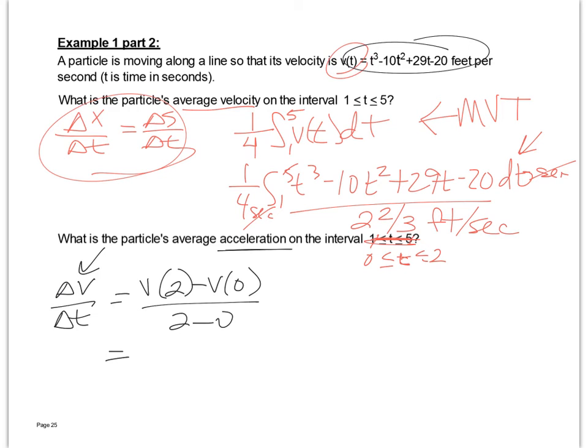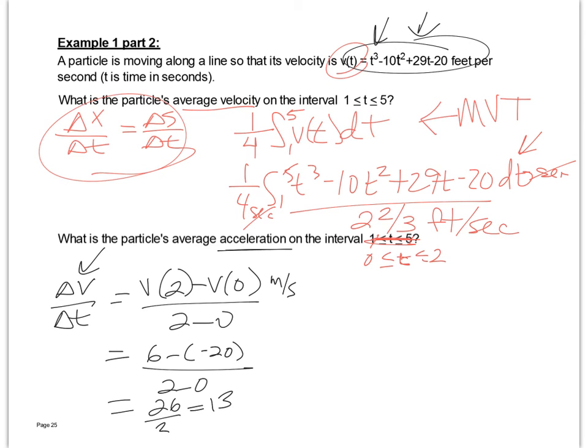If you put in 2 and put in 0, you get V of 2 was 6 minus V of 0 is negative 20, and divide by 2 minus 0. I got 26 divided by 2, aka 13. 13 what? Oh, excuse me, it's not meters, it's feet per second, and that's 2 seconds. So that is feet per second squared. Now that's the old way we did it.